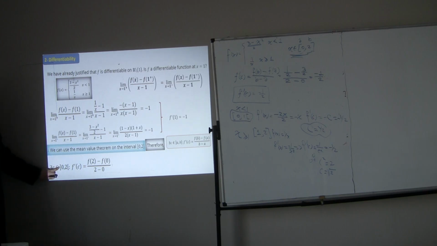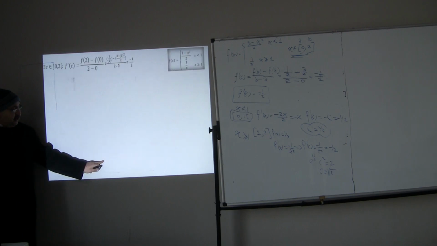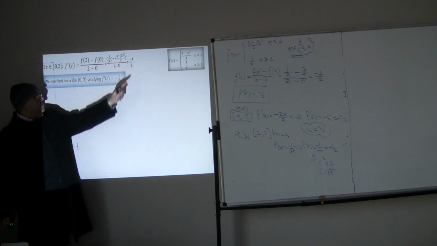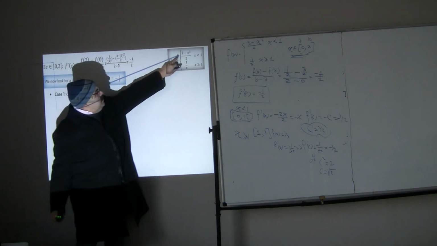everything is okay. I will start substituting f2 minus f0 over 2 minus 0. But remember, f2 should run on the upper wing, and f0 on the other wing. I've made the substitution, it's negative 1 over 2. I will study case by case, the case at which c is less than 1. So I will use this wing.